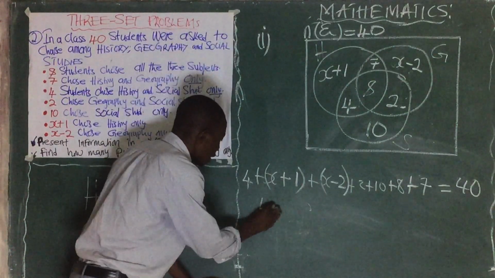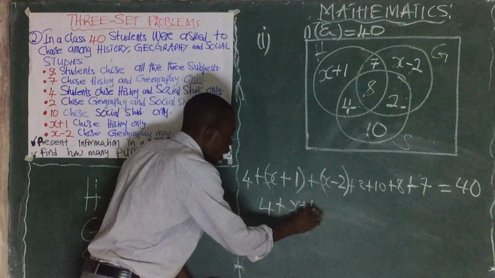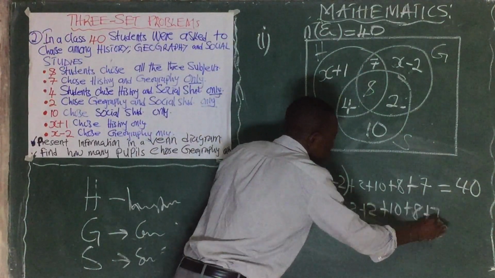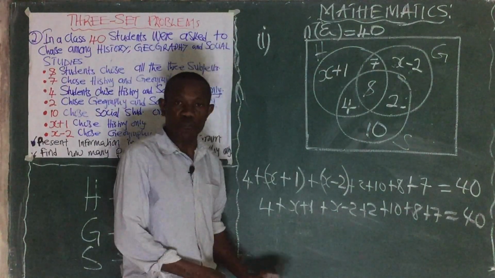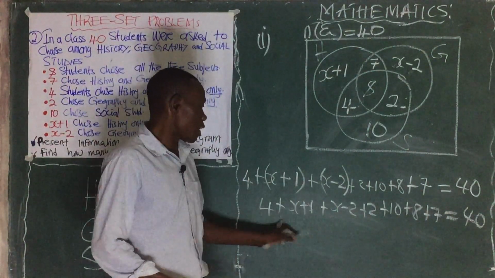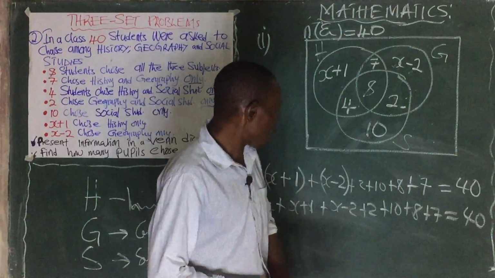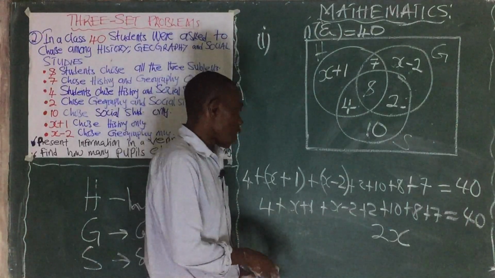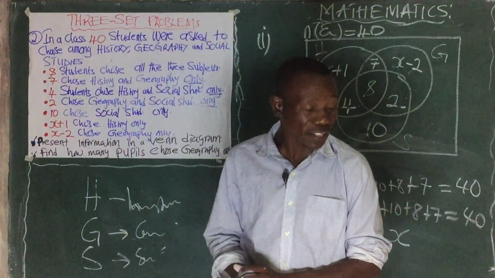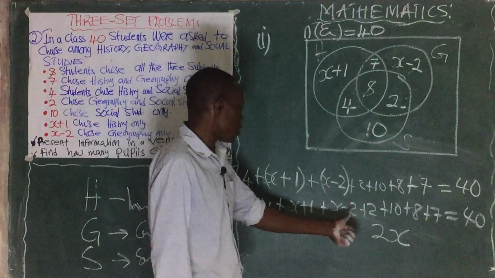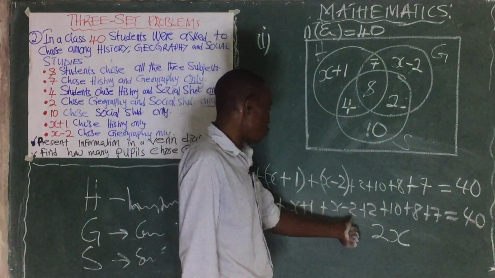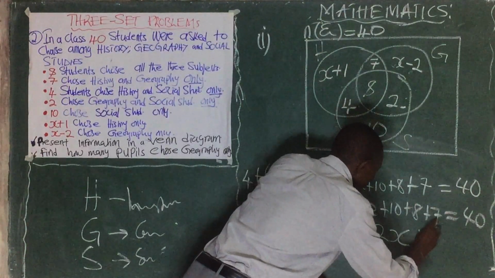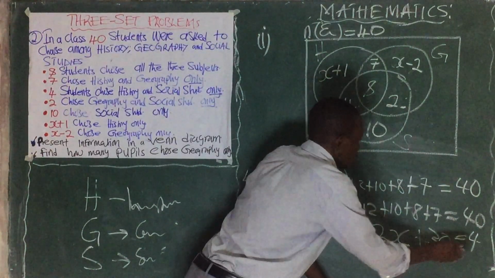So if we can try to sum up this side here by considering the like terms together, we remove the brackets and have something like this one first. X plus 1 plus x minus 2 plus 2 plus 10 plus 8 plus 7 equal to 40. You'll be able to appreciate that when we consider like terms such as x first of all, it will be 2x, because it will be x plus x. And finally, if you are going to add the numbers as such, which are also like terms, 1 minus 2 plus 2 plus 10 plus 8 plus 7, you get 30. Right, and this equal to 40.